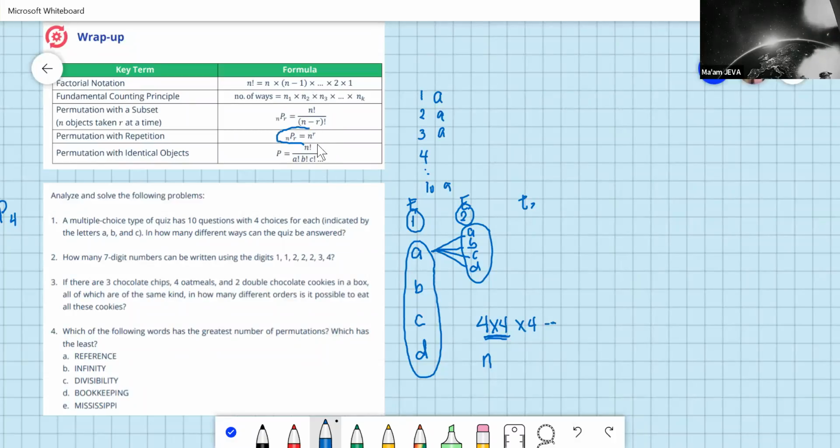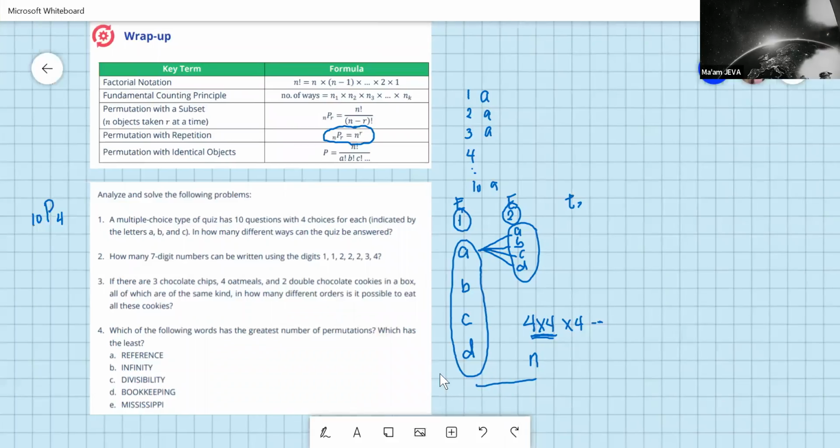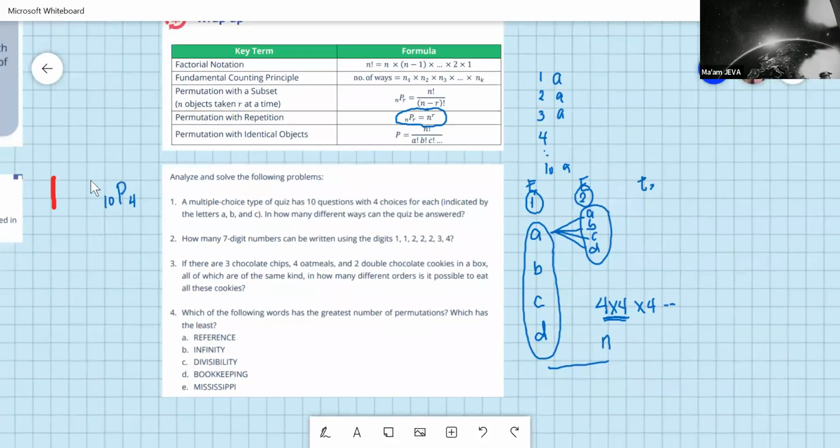Where N is equal to the number of answers. Sorry, everyone. Is the answer the same if you use your calculator? What is the result? When you compute that in your calculator, what is the result of 10P4?